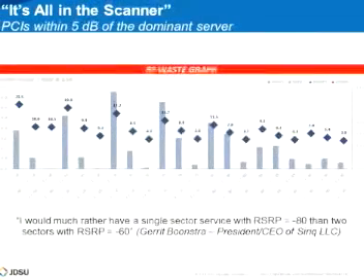This is a fantastic slide that one of our partners and associates that we've worked with in the past shared. It's all in the scanner, and they gave a quick chart of PCIs for LTE that are within 5 dB of the dominant server. We had conversations about this before, and he provided his own data that he had collected to give that perspective. In the end, he adamantly shares that he would much rather have a single sector with a serving RSRP of -80 dBm than two sectors with an RSRP of -60.